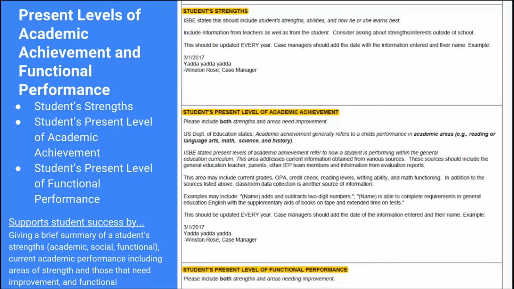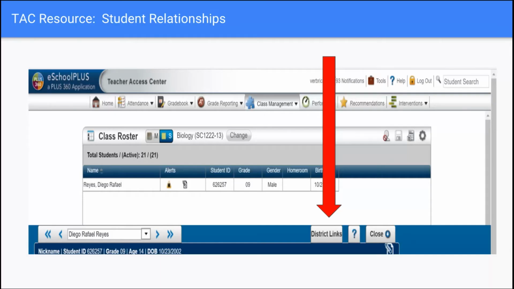The information may contain above and below the line information, which help you better understand the student's abilities and challenges, as well as develop a relationship with the student. You can also see the student's grade level team members, including case manager, through the District Links tab shown here.